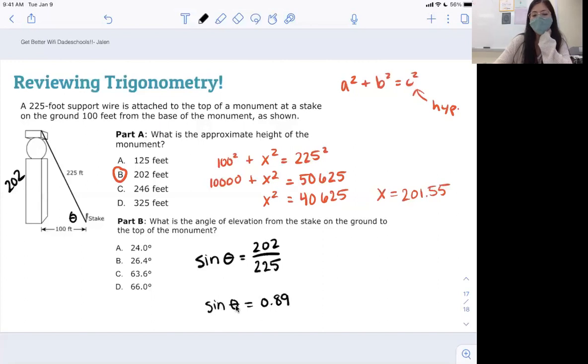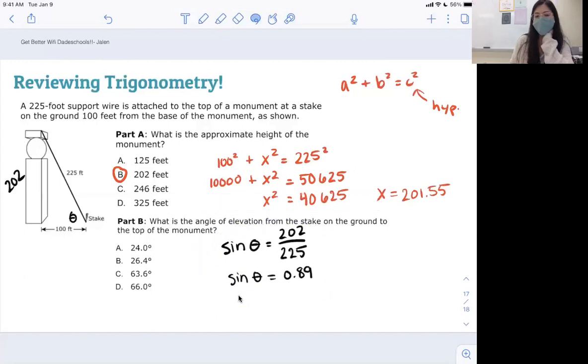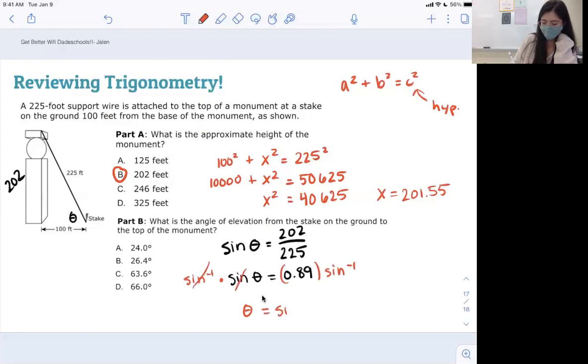But how do I get theta? Right now, this is sine of theta. How do I get theta by itself? There's the thing with the negative sign. What's that called? The inverse. Good. Exactly. So this is sine of theta. To get theta by itself, I have to multiply by the inverse sine. So theta will be the inverse sine of 0.89.